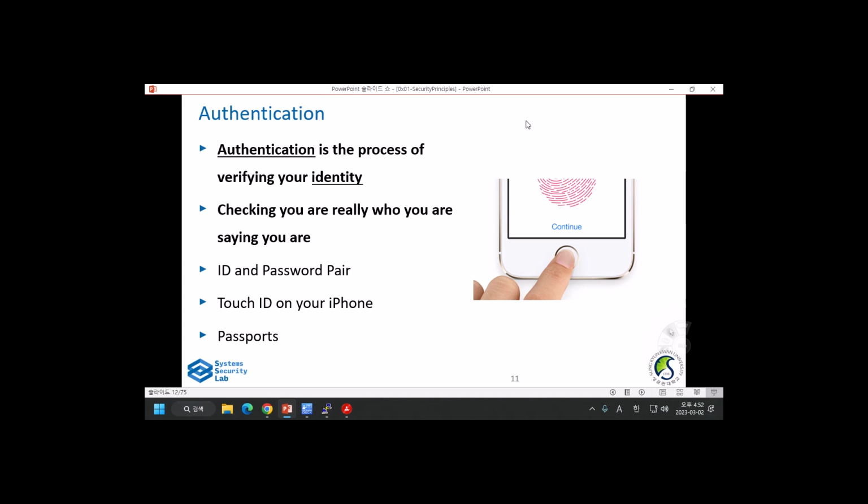One example is Touch ID. Obviously this slide is kind of old. It's Face ID now, right? So authentication is about verifying your identity, checking you are really who you say you are. That's the definition of authentication. Commonly we use an ID and password pair, Face ID on your iPhone, the pattern thing on Android smartphones, and passports. Passports are government-issued IDs.